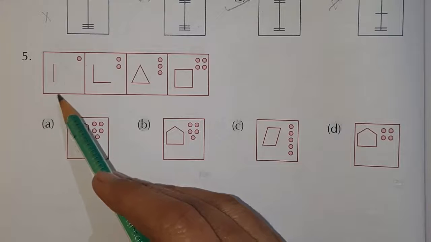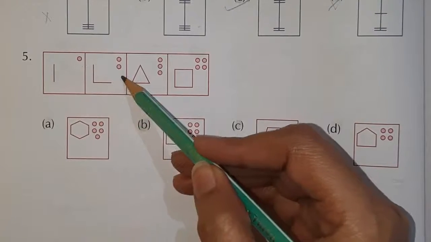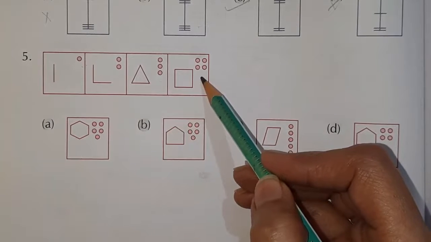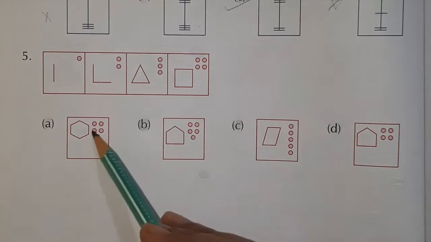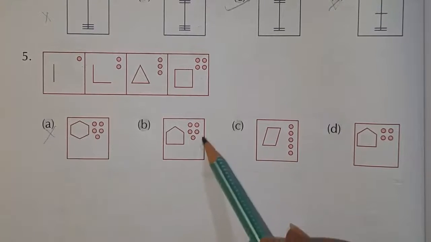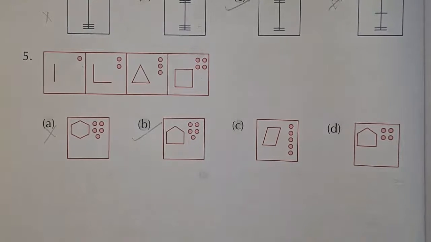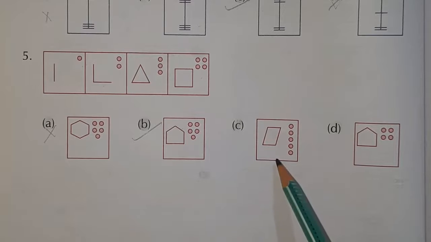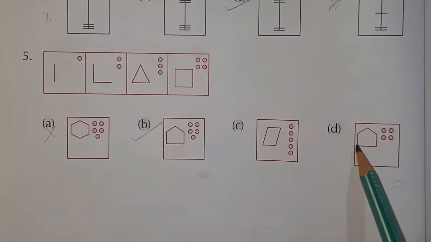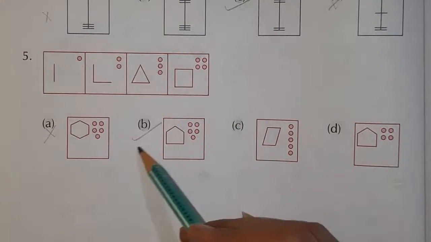Last question, 5th question. 1 line segment and 1 circle. 2 line segments, 2 circles. 3 line segments, 3 circles. 4 line segments, 4 circles. Now we need 5 line segments and 5 circles. Here 1, 2, 3, 4, 5, 6. Wrong. 1, 2, 3, 4, 5. 1, 2, 3, 4, 5. Correct. Here 4. Wrong. There are 5 line segments here, but circles are 4, so it is also wrong. Correct option is B only.